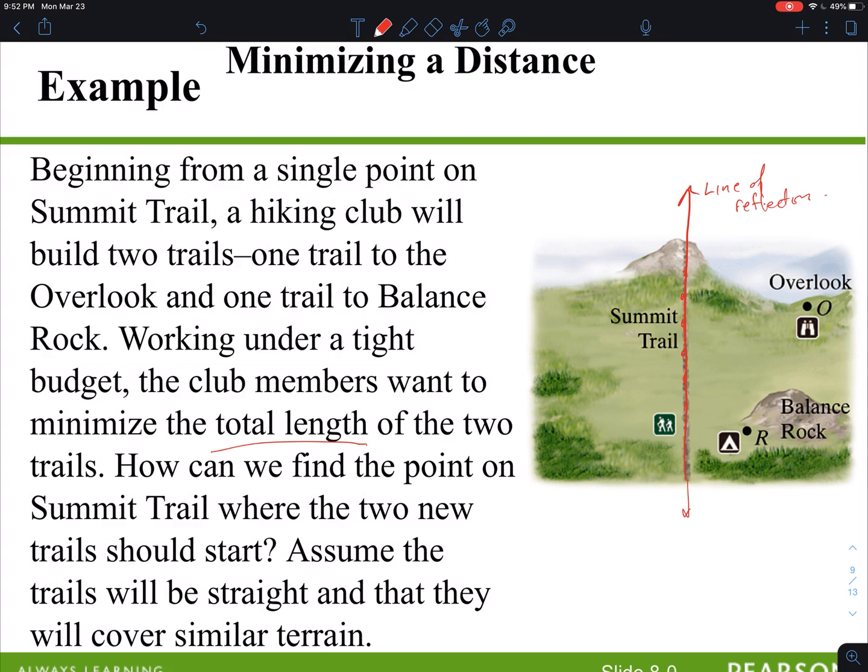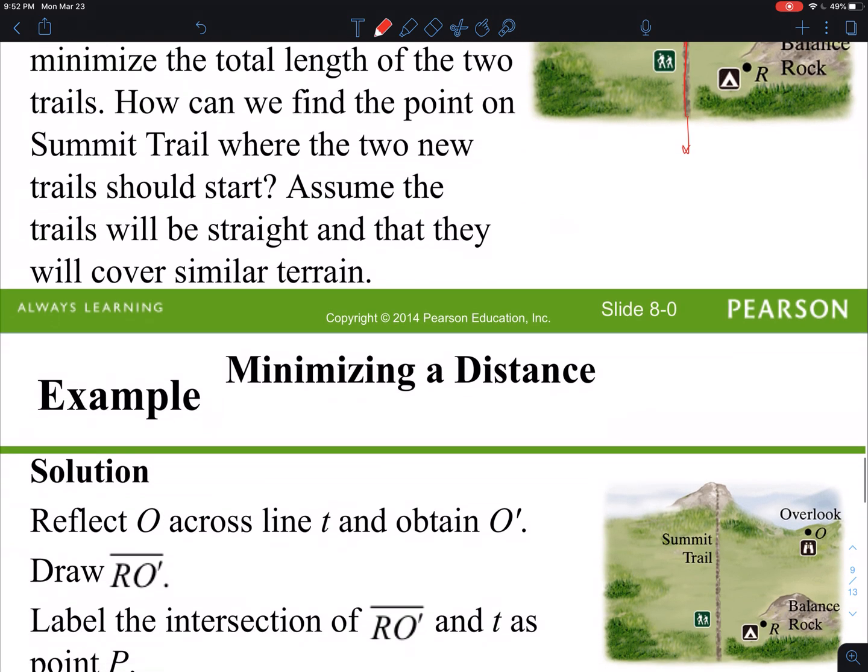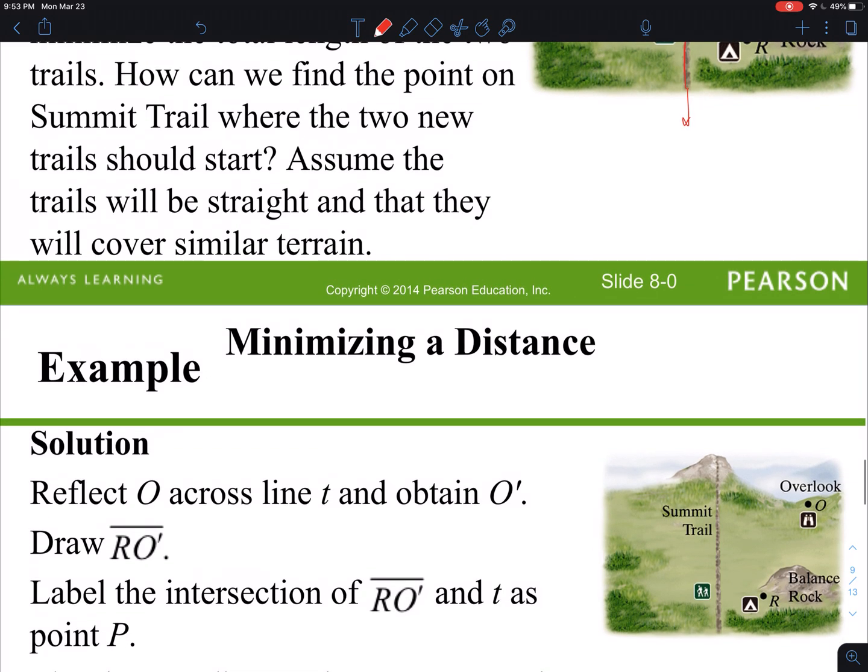Well, it's kind of hard to actually cover the same terrain if we use R to O here, because we're going to go across this rock. So it kind of makes a little more sense to see about moving O, and that's exactly what we're going to do. We're going to reflect O about the summit trail. And when we look at that, we can see the solution.